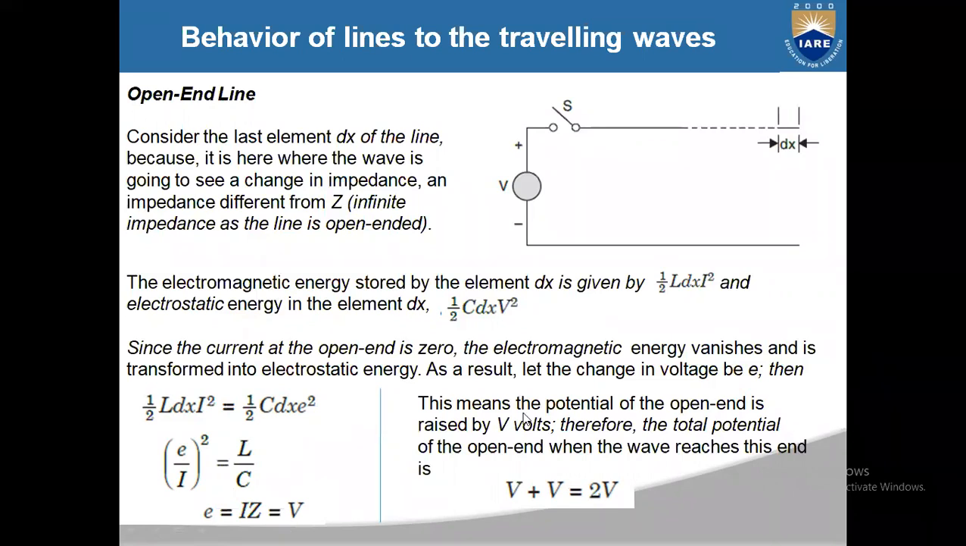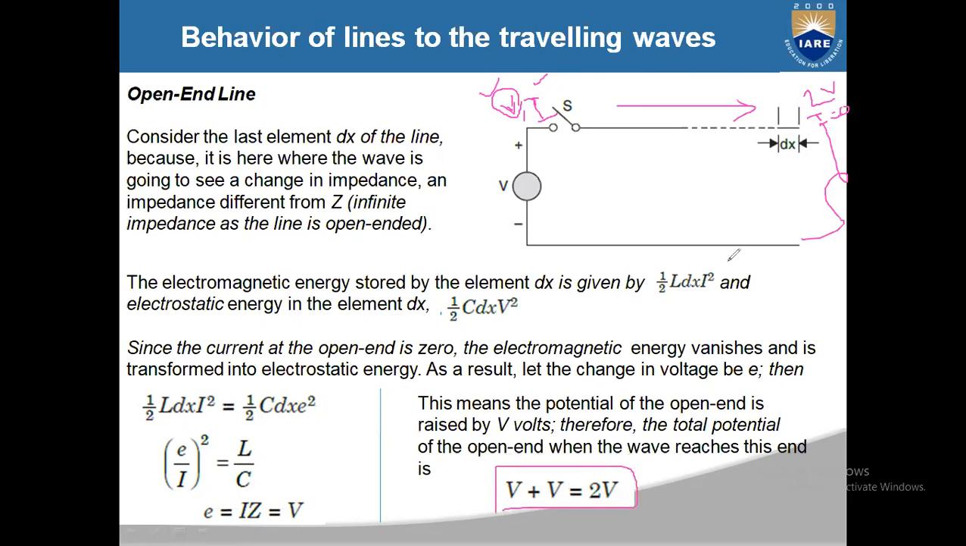So the voltage of the open end is now raised by V volts. The total voltage at the open end when the wave reaches it will be V plus V, which is equal to 2V. Here your traveling waves V and I are produced at the source end and travel towards the open end. As we are considering a lossless transmission line, there will be no change in magnitude of voltage and current. But when these waves reach the open circuited end, the voltage will be raised to 2V and the current will become equal to 0.